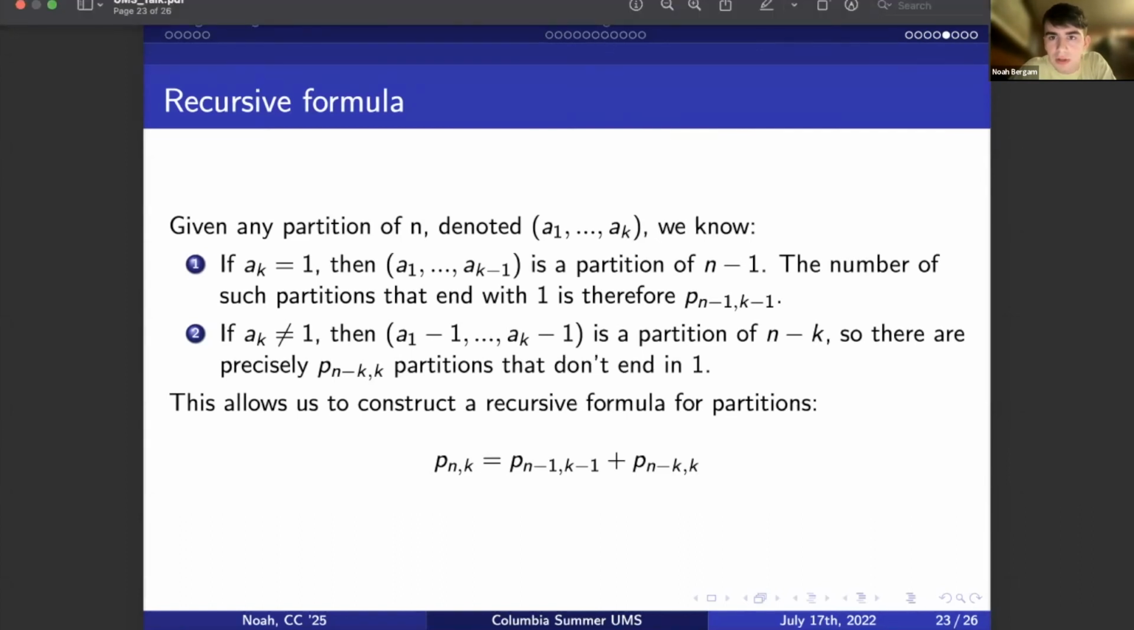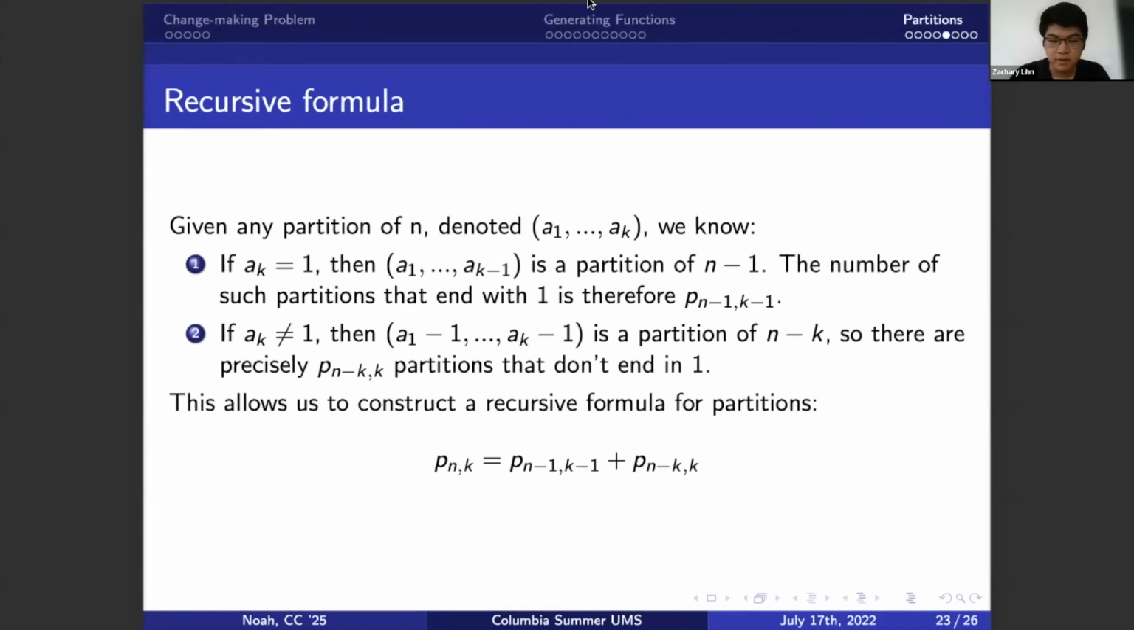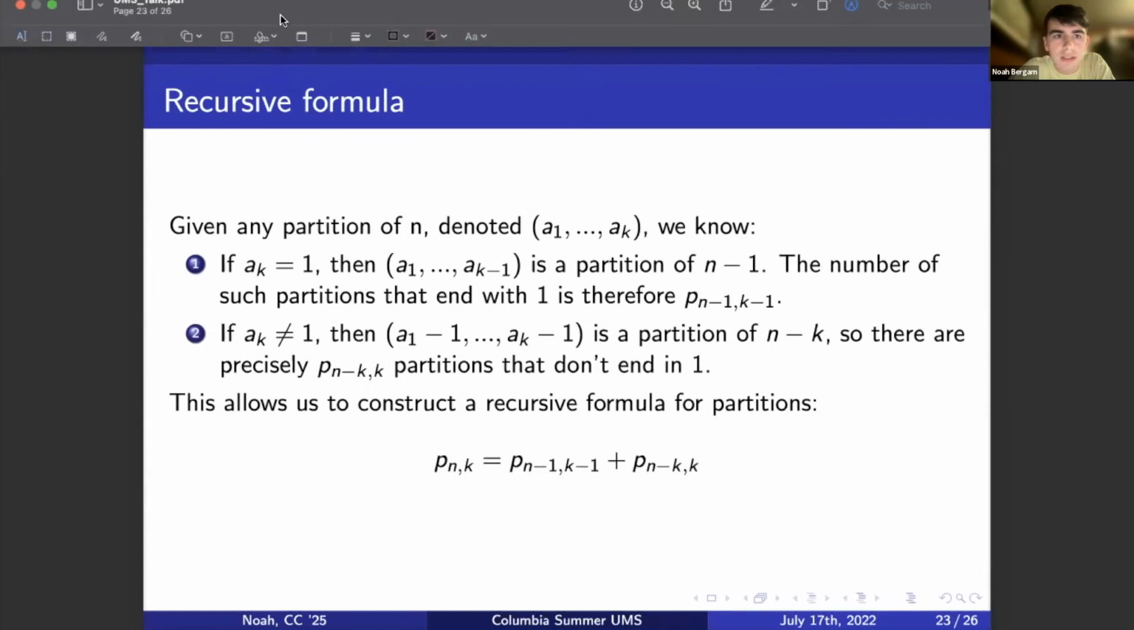Because, and I think this might be useful if I write this out, is there a way for me to draw, Zach? I'm not sure how to do it without exiting the screen share. Maybe I could just draw here. Wait, let me try this.